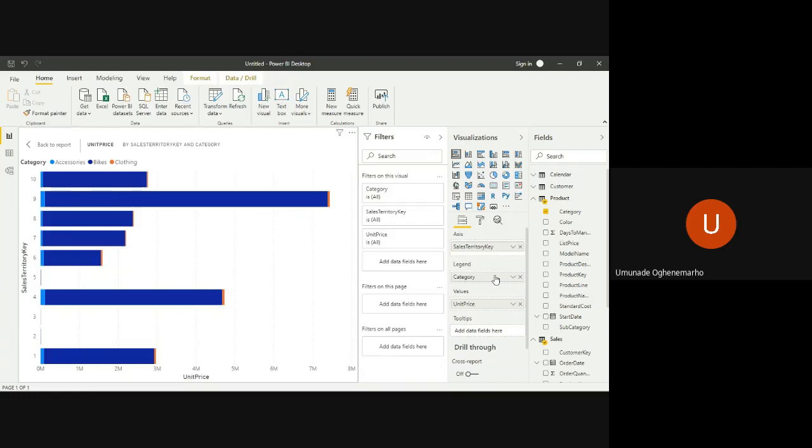In as much as unit price here is numeric, it actually is the value that is being read. Do you understand? The unit price is the value. Okay, let me break it down like this. It's not the explanation. One axis.